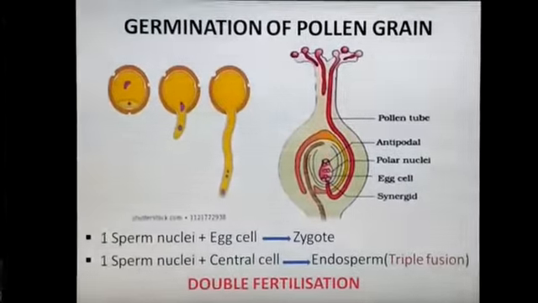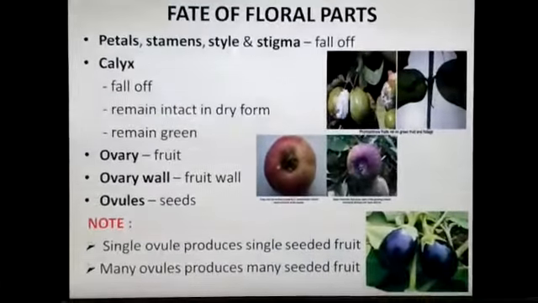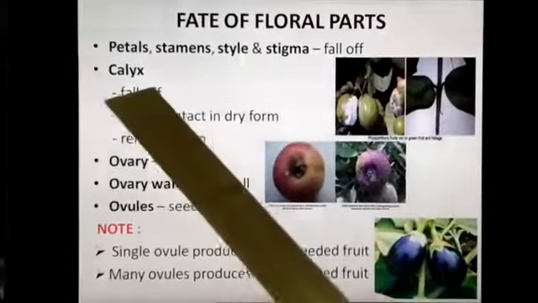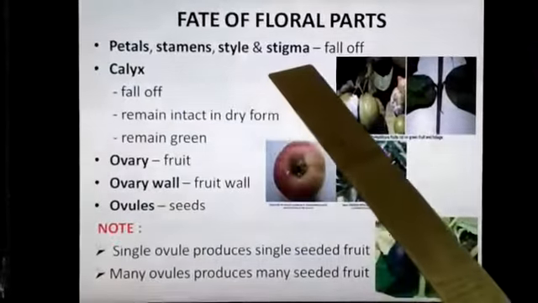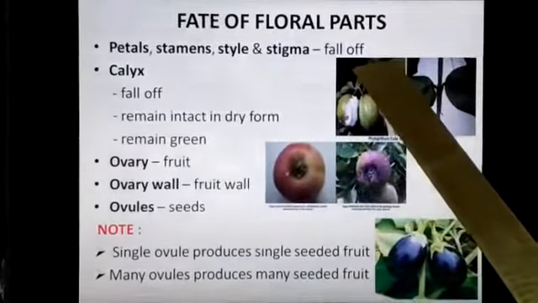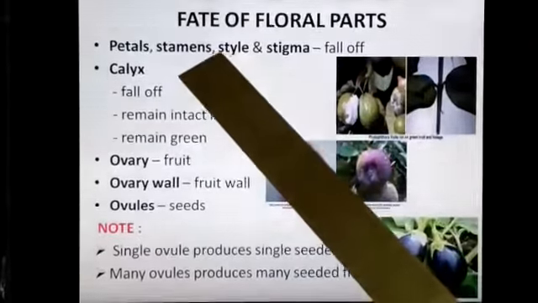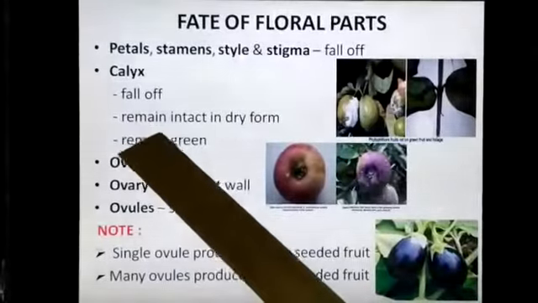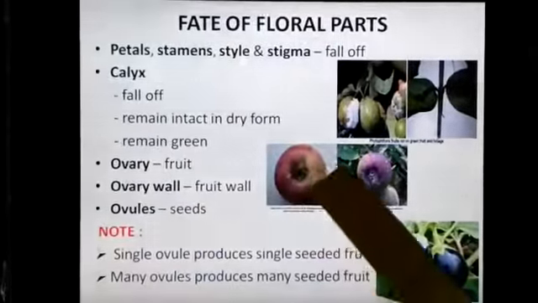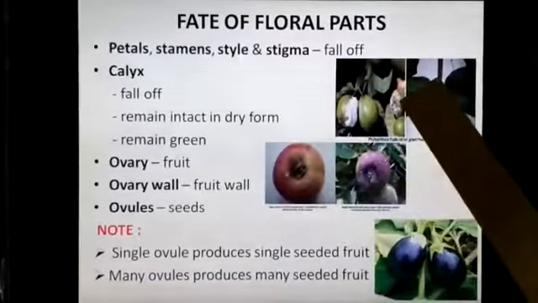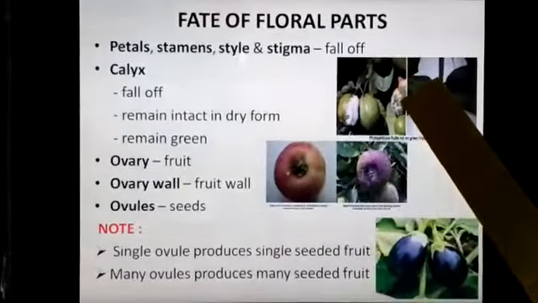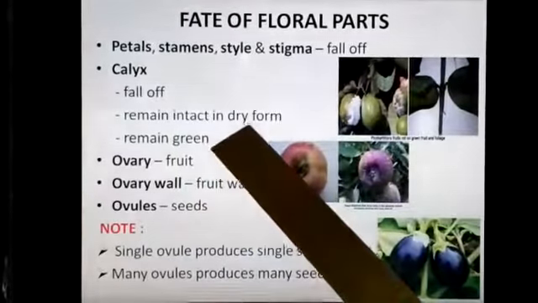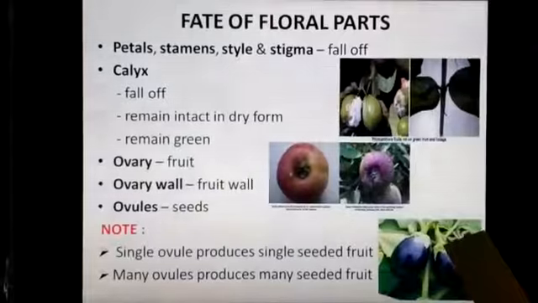Alright. So let's move on to understand what happens to the floral parts after the fertilization process. Petals, stamens, style and stigma fall off. They do not have any role to play after fertilization. Calyx, in many cases, falls off. In some fruits, it is seen remaining intact in dry form, as you see here in apple. It is also seen in dried form in guava and in many other fruits. In some cases, it is seen green, as you see here in brinjal.